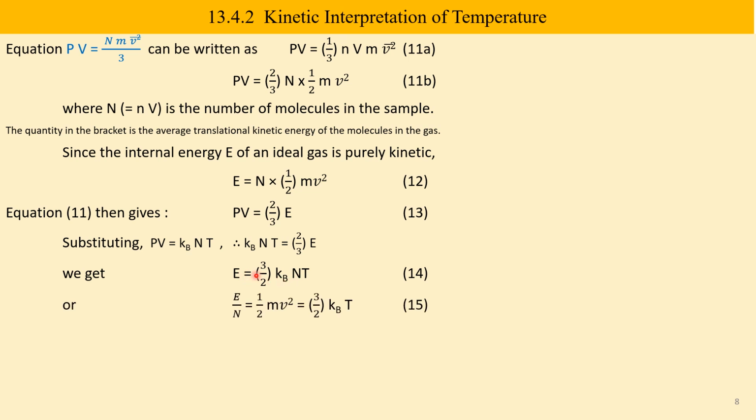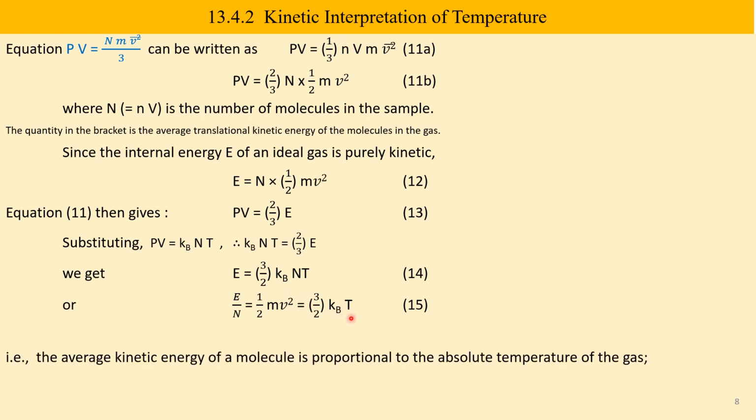Or we can get, again rewriting, cross multiplying, E by N is equal to half of mv square. E by N is equal to half of mv square, that is equal to 3 by 2 into kb into NT. So N gets cancelled. N is taken to the denominator. Therefore, E by N is equal to half mv square, that is equal to 3 by 2 into kb into T. Let it be equation 15.